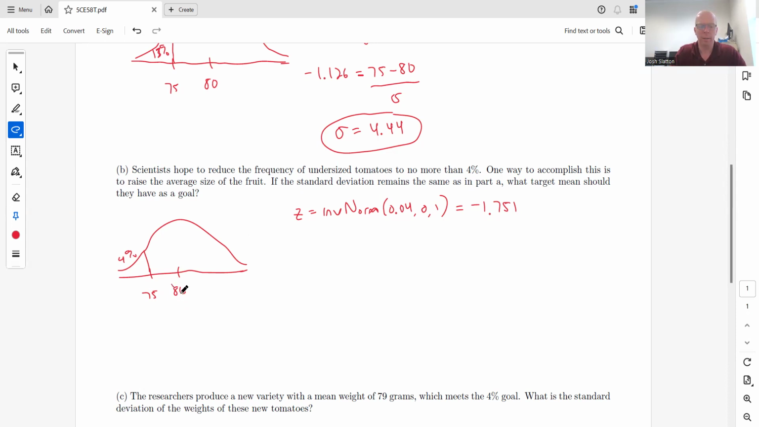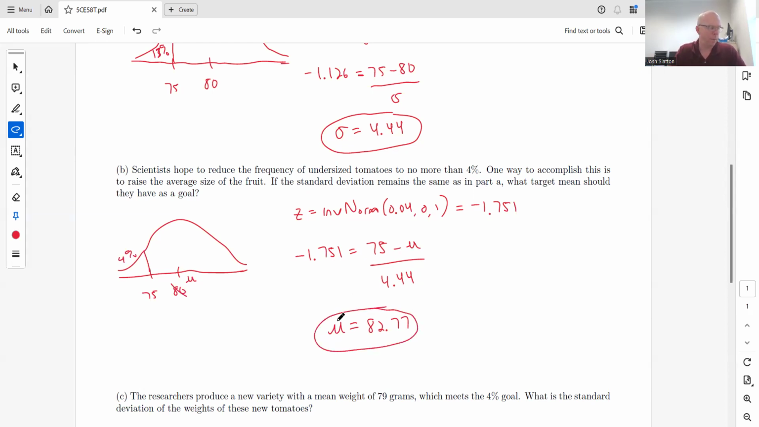Actually, technically we're not using that 80; we'll just put that there. We don't know the mean is 80. We're finding the mean. So again, using the z-score formula, we have negative 1.751 equals 75 minus the mean, over the same standard deviation as in part A, so 4.44. I won't work through the algebra: cross multiply, subtract 75, and then that would be negative mu, so then just change the sign. And we get that the new mean is 82.77.